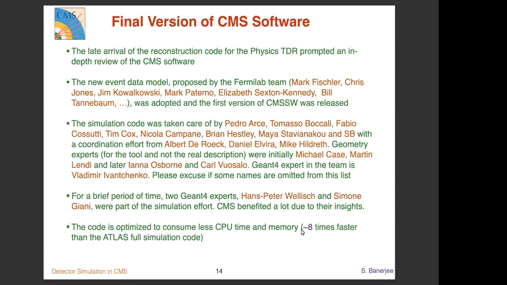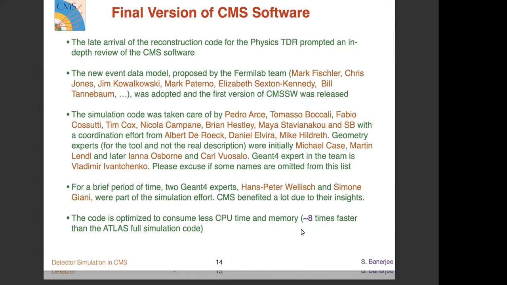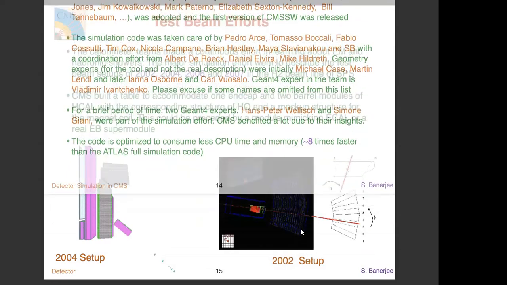The code was optimized to consume less CPU time and memory. And the result is that we have a code which runs 8 times faster than the ATLAS full simulation code. So we are in reasonably good shape as far as performance is concerned.